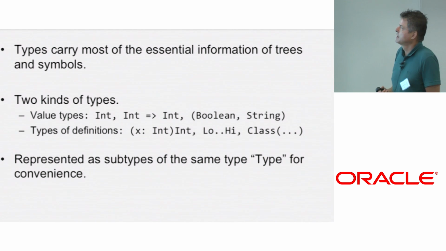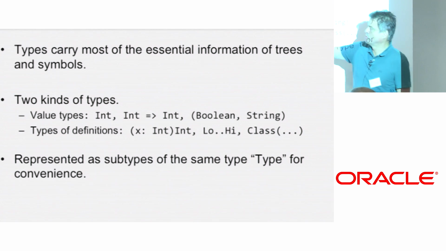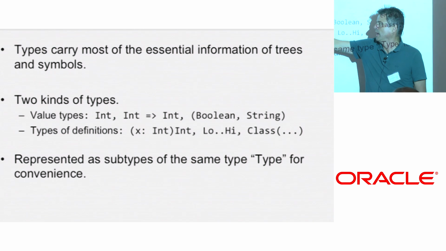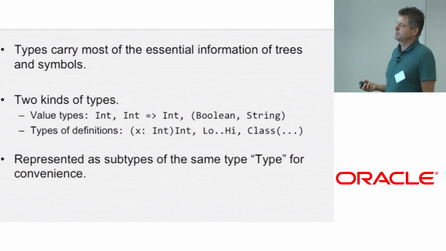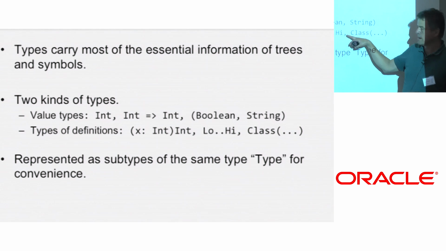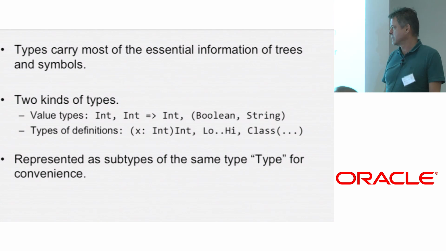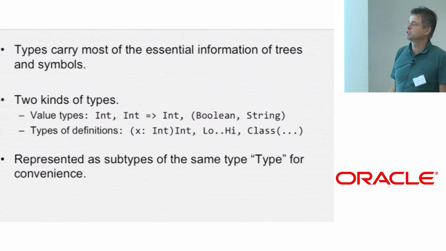So types carry most of the essential information of trees and symbols, and there are two kinds of types. There are the value types that are the types of expressions like int or int-to-int or the pair of Boolean and strings. And then there are types of definitions like that's a signature of a method, that's the lower and upper bound of an abstract type, or the information of a class. And they're represented as the subtypes of the same type just for convenience.